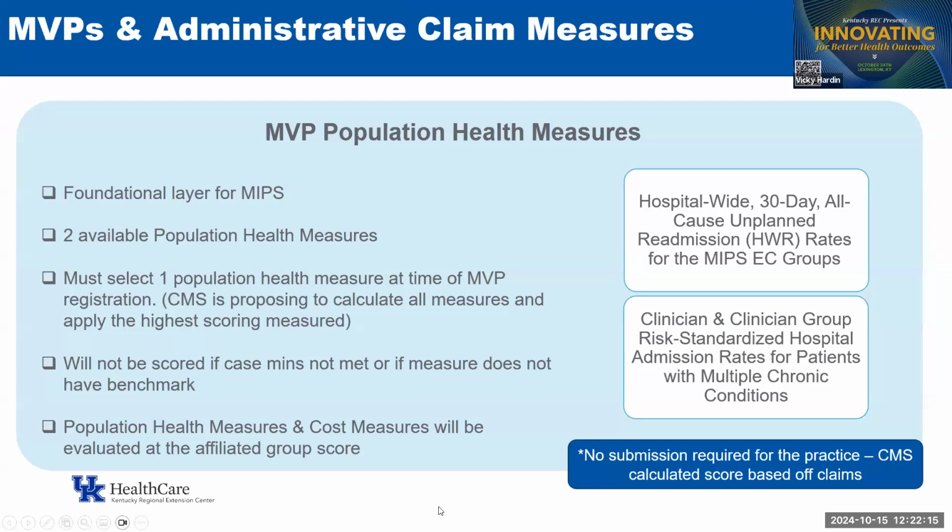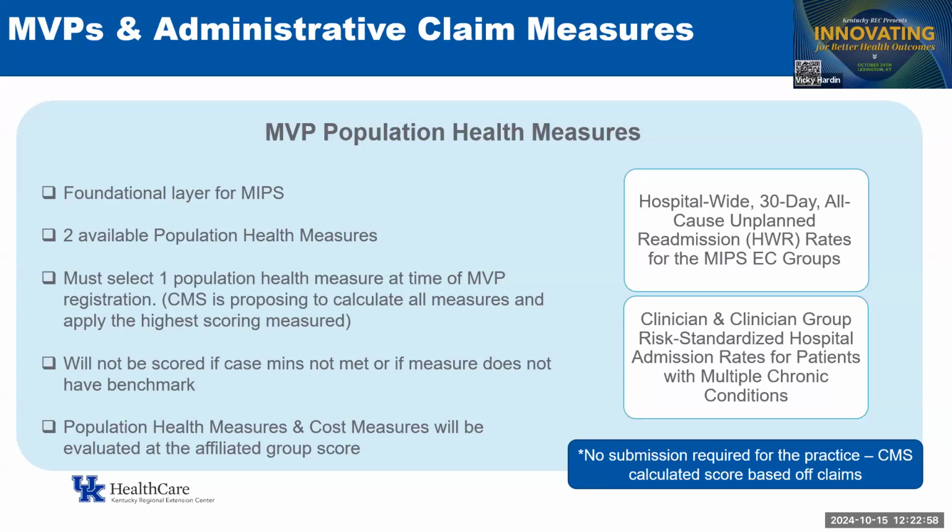All right, so moving on to MVPs and administrative claim measures. How do they relate? So population health measures are a foundational layer, and they are also calculated through administrative claims. Out of the 4 administrative claim measures that we just talked about, 2 are available as population health measures. And why is this important? It's important when you are registering for your MVP or your MIPS value pathway. You are required to choose at least 4 measures that you can report on and a population health measure. That is a requirement at time of registration.